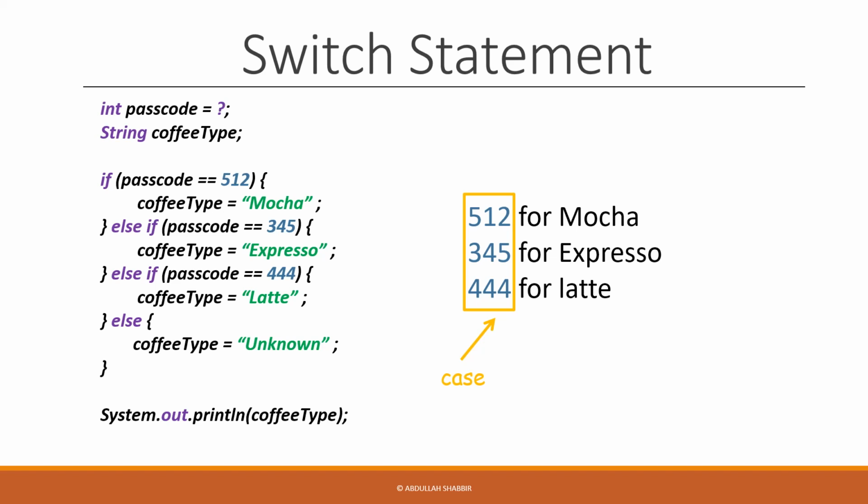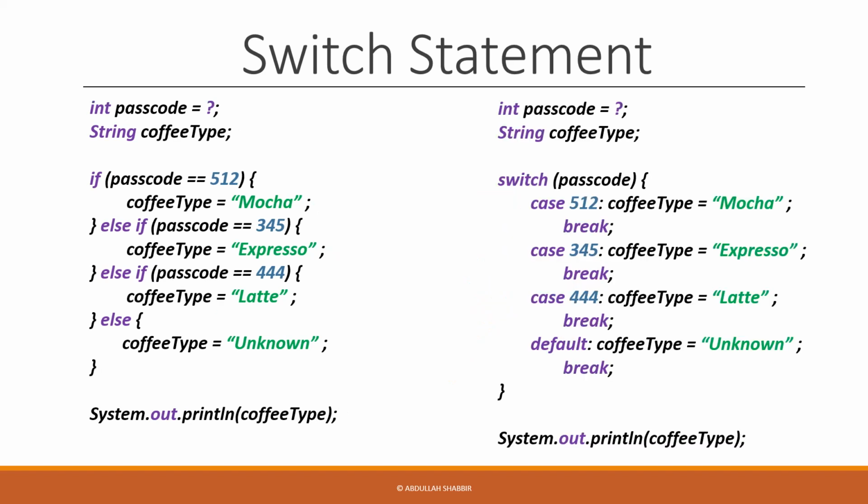In Java, this switch statement looks like this. It's the keyword switch followed by the variable it wants to check for equality surrounded by parentheses. Then it has curly braces that will contain all of our equality checks, and our equality checks are just these specific cases, which here are the specific 3-digit passcodes that our program knows. Our first if statement here will execute the same code as our case 512 here. The value of our passcode will be checked for equality against the number 512, and if it matches, we'll set our coffeeType string to be equal to mocha.